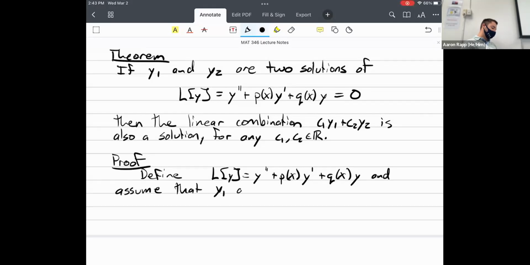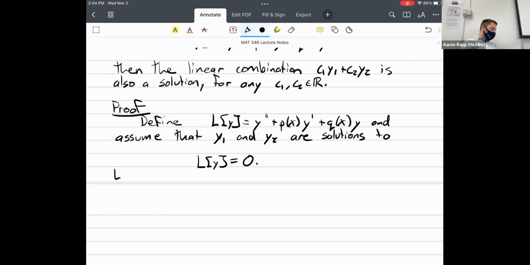We're going to assume that y1 and y2 are solutions to the following differential equation. So just setting that function of y equal to 0. Essentially, there's zeros for this function, capital L. Once we have that, we're going to let C1 and C2 be elements of the real numbers.